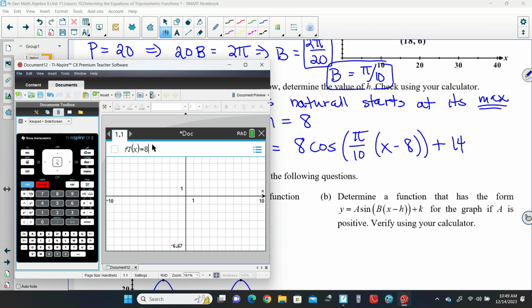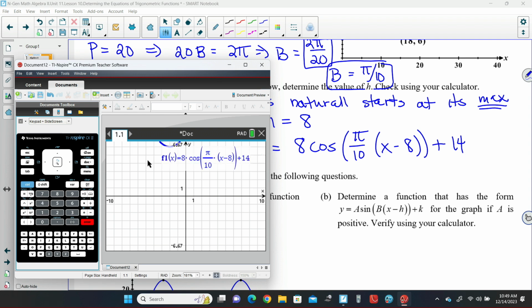We've got 8 times, why do I keep doing that? 8 times the cosine of pi divided by 10. Oh, you've got to be kidding me. Again, no. Now go down. I like how I make the same mistake like 3 or 4 times in a row. x minus 8, parentheses, parentheses, plus 14. There we go. I have way too many parentheses there, but it doesn't matter.